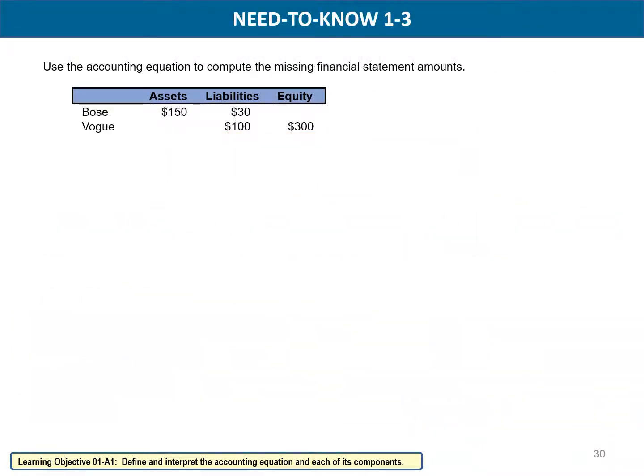So using what we've previously learned on the slide just before, let's solve for the missing pieces in these two equations. Bo's company has $150 in assets and they have $30 in liabilities. So if the accounting equation is that assets must equal liabilities plus equity, $150 less 30 means their equity is $120. And then Vogue company, liabilities are $100, equity is $300, and so assets must be $400.